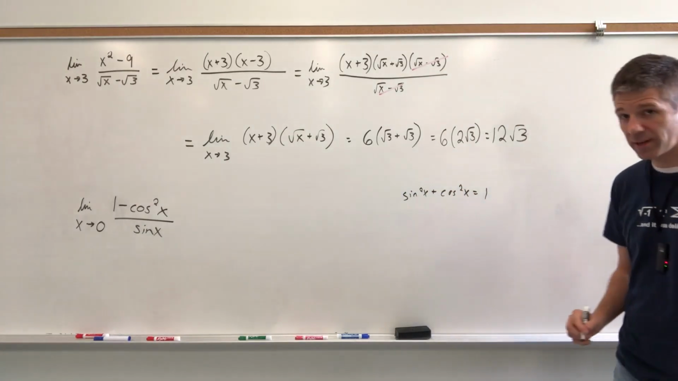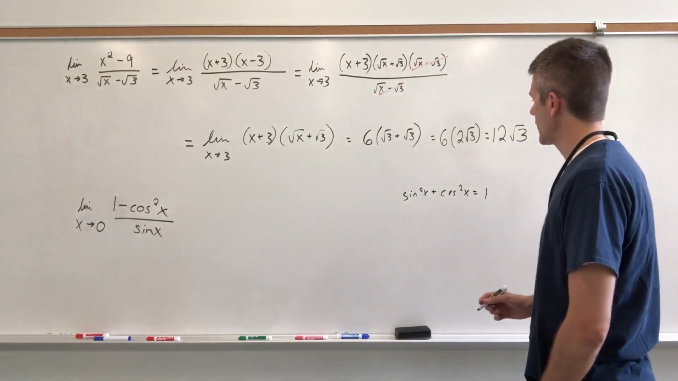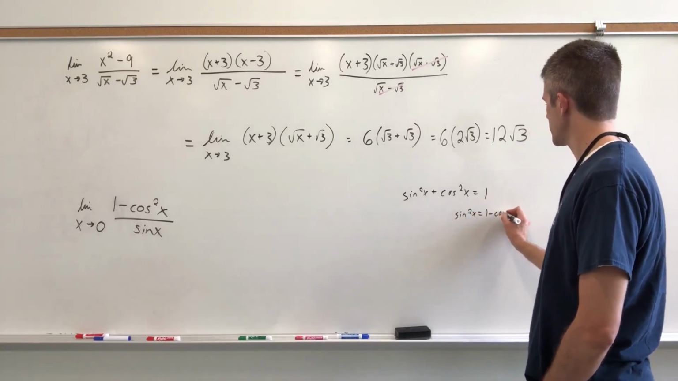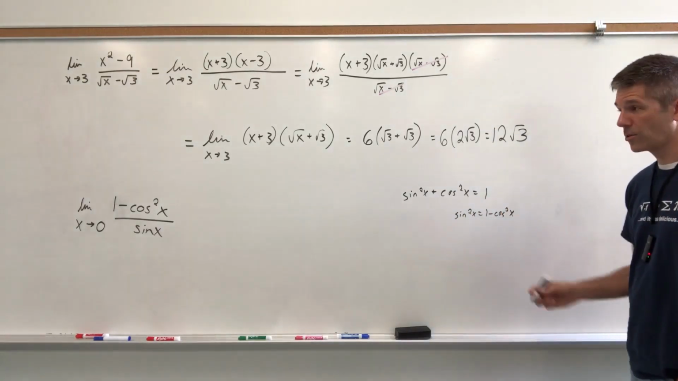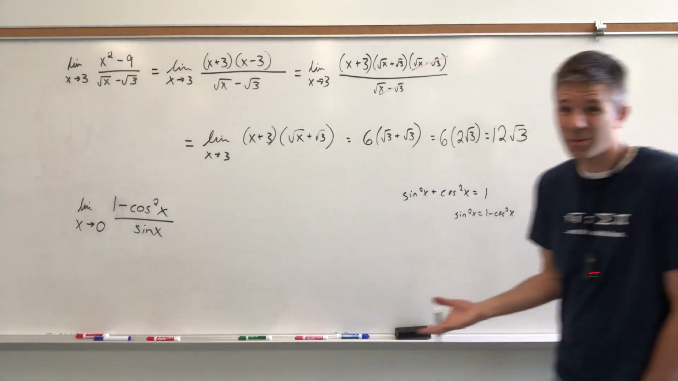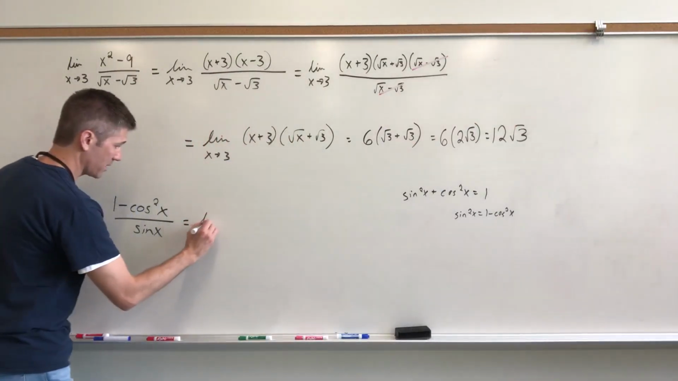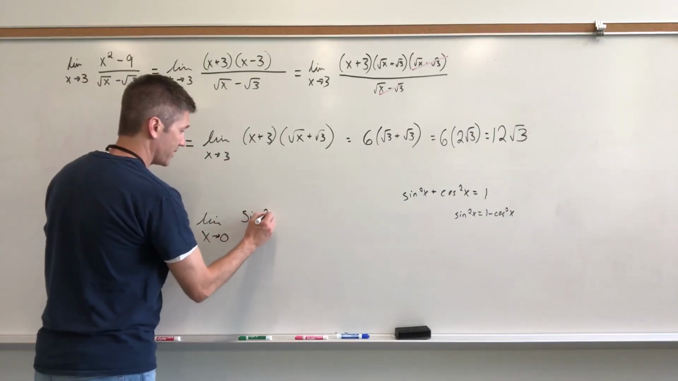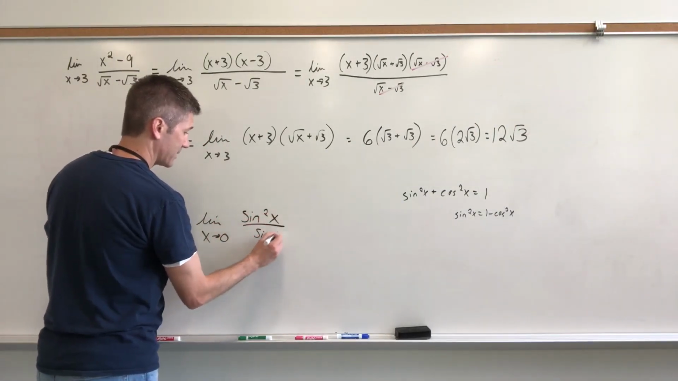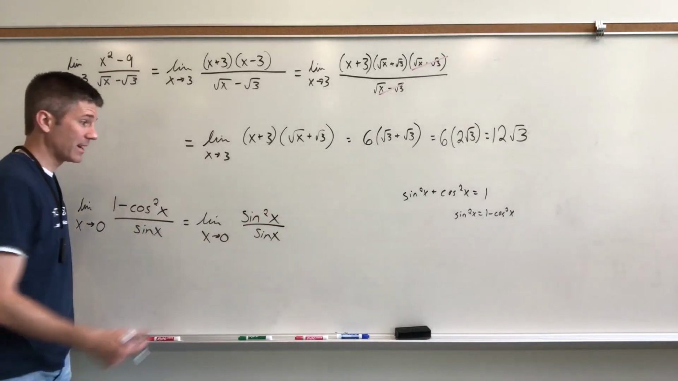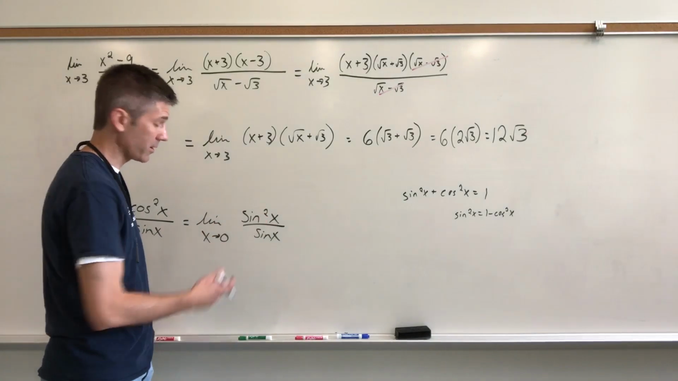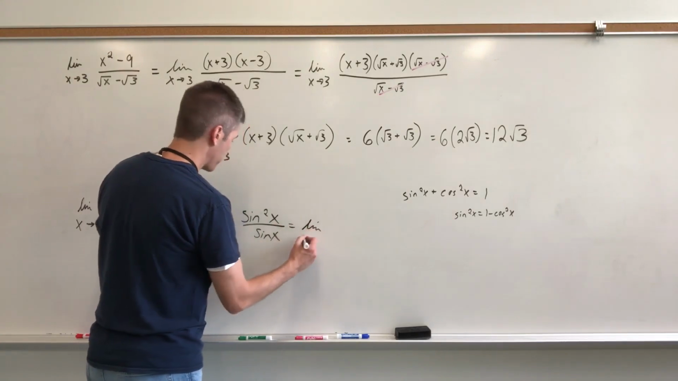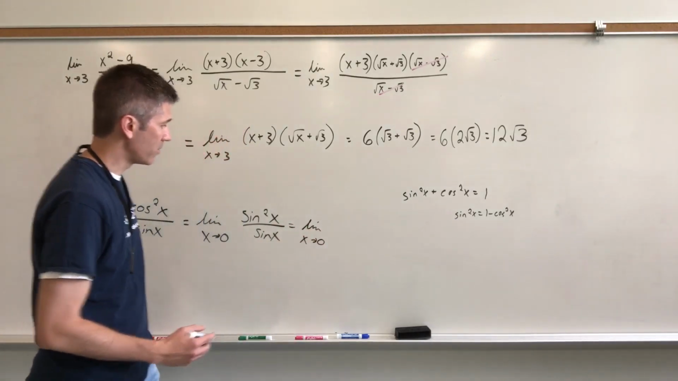I could talk about the Pythagorean identity for trig, the main one, and then we could rearrange a few things, and we would say that sine squared x is equal to 1 minus cosine squared x, right? So the numerator, 1 minus cosine squared, is sine squared. So what we really have is the limit as x approaches 0 of sine squared over sine. At this point, sine cancels. I have squared in the numerator and 1 in the denominator, so basically subtract your exponents. I have 2 minus 1. So I really just have the limit as x approaches 0 of sine x.